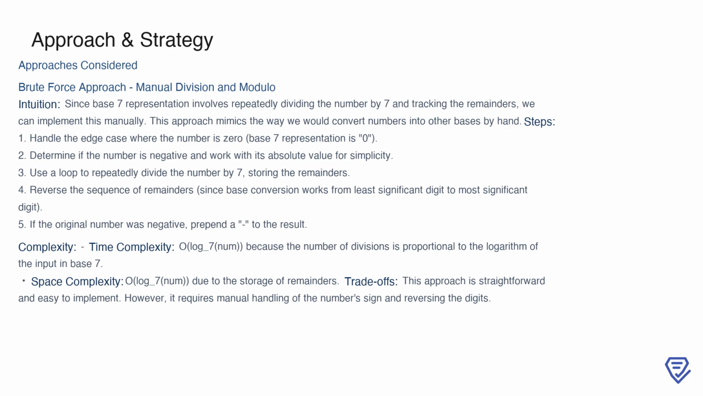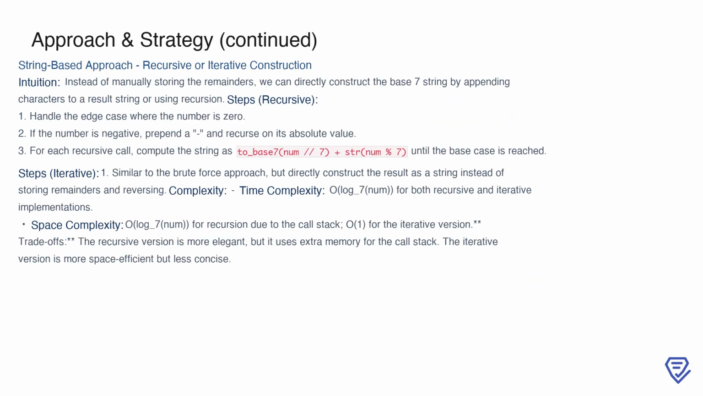In terms of complexity, the time required is proportional to the logarithm of the number in base 7, while the space complexity is also determined by the storage of remainders, making both O(log_7 number). While simple, this approach has trade-offs, including the need for manual digit reversal and sign handling, which can add slight overhead to the implementation. An alternative to the brute force method is the string-based approach, which can use either recursion or iteration to construct the base 7 string directly.